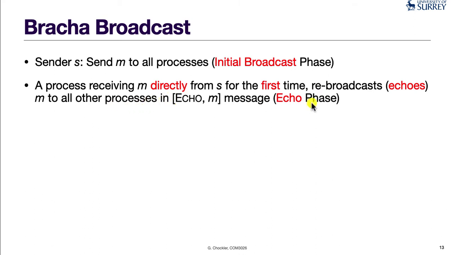We already encountered this rebroadcasting technique that we called echo. The echoing technique actually originated from Bracha broadcast and was first applied in the context of Byzantine fault-tolerant broadcast algorithms. This is why the algorithm is also called double echo broadcast in the book. So this message echo M will be rebroadcast to all processes by any process that receives M directly from the source for the first time. This phase of echoing a message is called the echo phase.